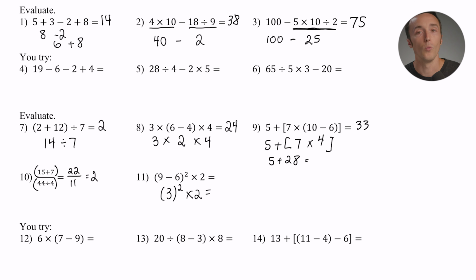Okay, well, what would we do next? Well, according to the order of operations, after parentheses comes exponents. And I see an exponent on that 3. So that's like saying 3 squared, which is 9. So really, this just turns into 9 times 2, which of course is 18.